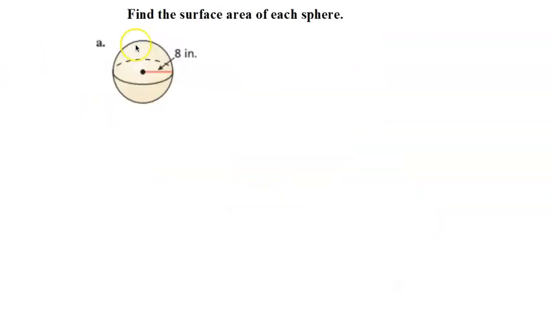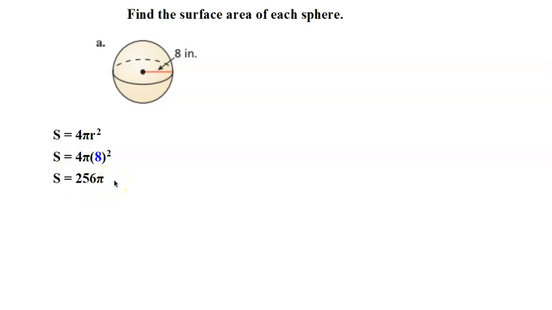So let's do a couple with this. Find the surface area of each sphere. So here we have this. We're going to start with the formula, 4 pi r squared. Plug in the radius. Radius is 8. So we plug that in. 4 times pi times 8 squared. 8 squared is 64. 64 times 4 is 256. So we have 256 pi.